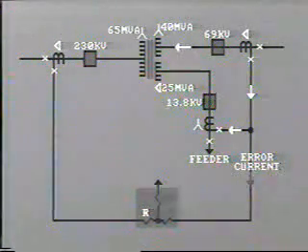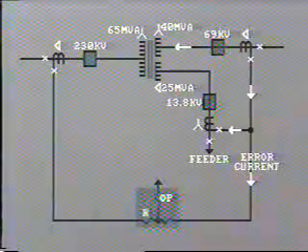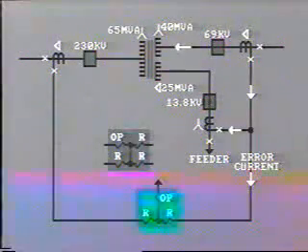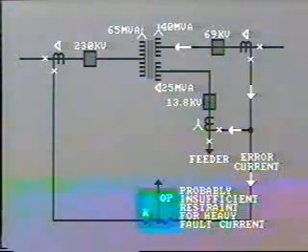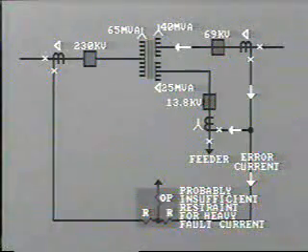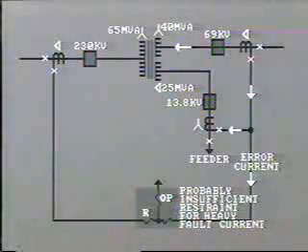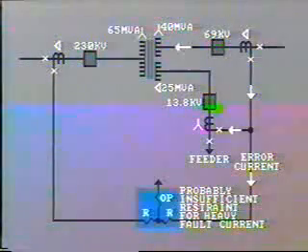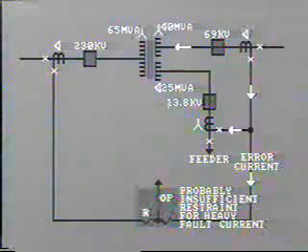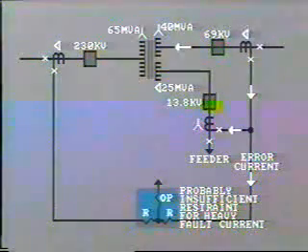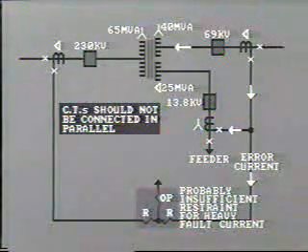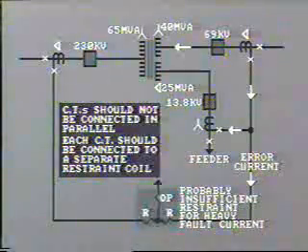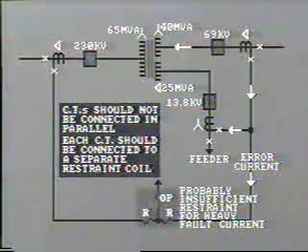through the operating coil. In fact, now we have only one restraint instead of the previous 3. This would probably be insufficient, especially for a heavy through fault on the transformer. Hence, the reliability of the protection would be considerably reduced. For this reason, remember, CTs should not be connected in parallel, and each CT should be connected to a separate restraint coil.